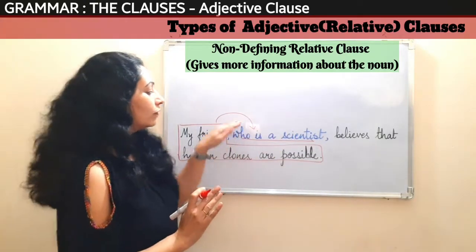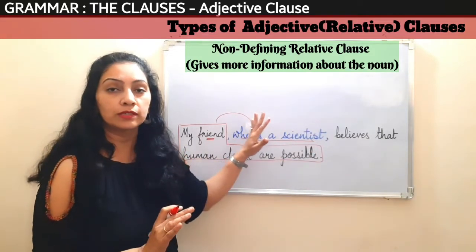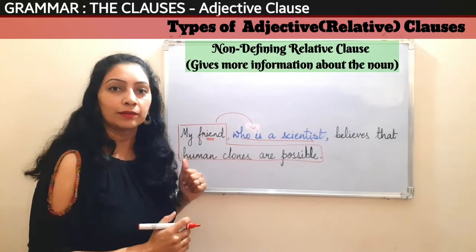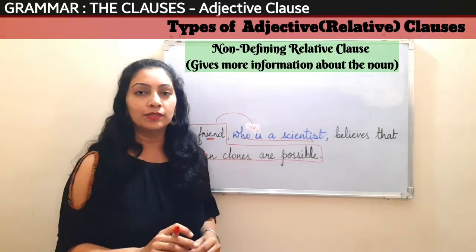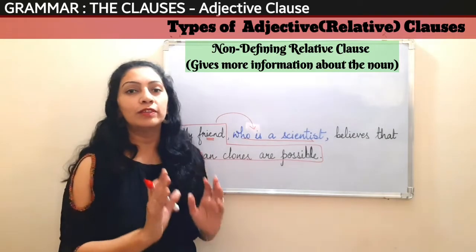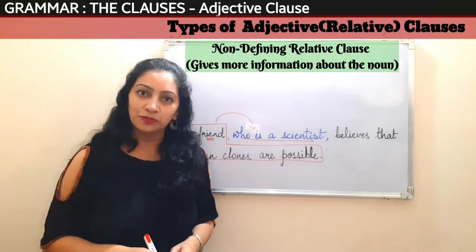So even if I try to remove this part, who is a scientist, I still have some information about this noun friend. So for a non-defining relative clause, even if we remove them, we still can identify about whom we are talking, which is completely opposite to the defining relative clause.